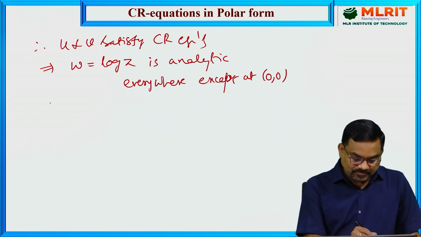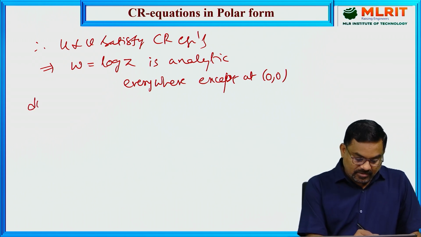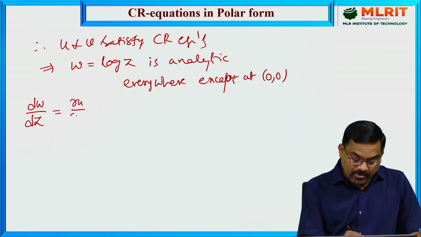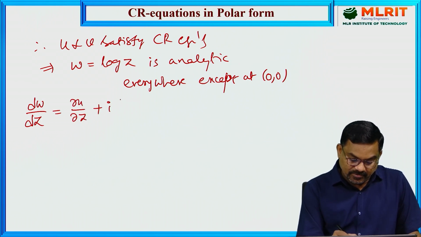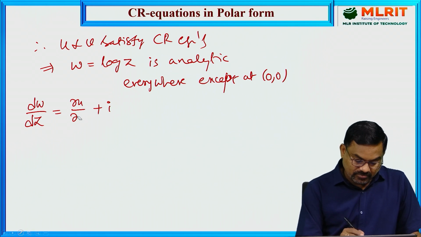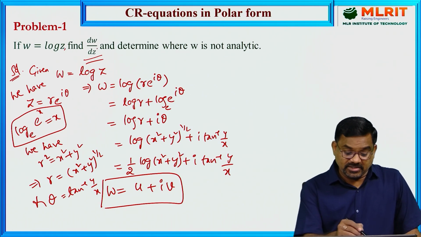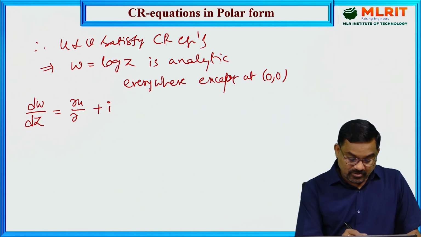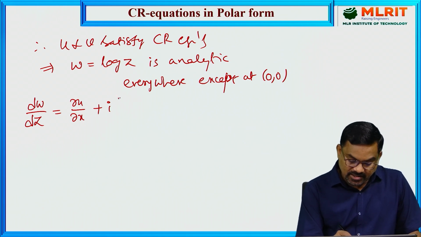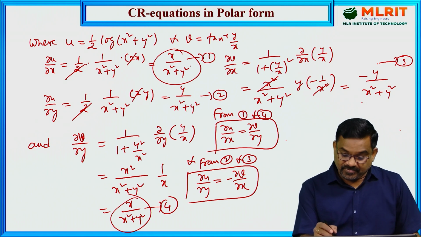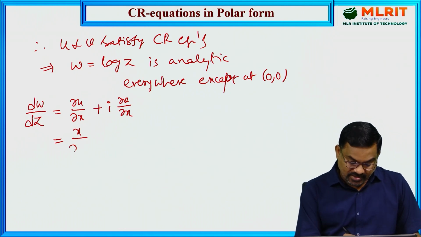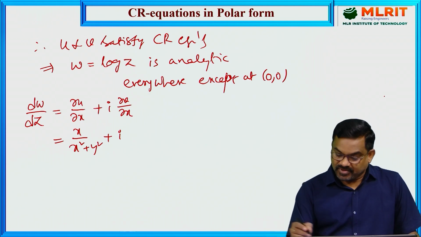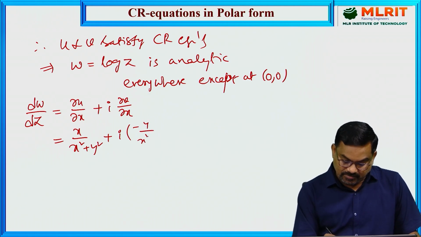Now, to find dw by dz, it is required to use ∂u/∂x plus i ∂v/∂x. Now, what is ∂u/∂x? x by x square plus y square. So x by x square plus y square plus i into ∂v/∂x, which is minus y by x square plus y square.